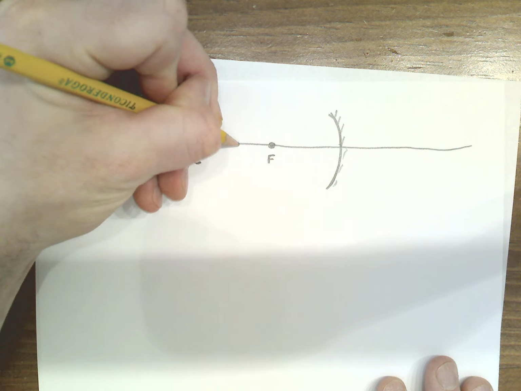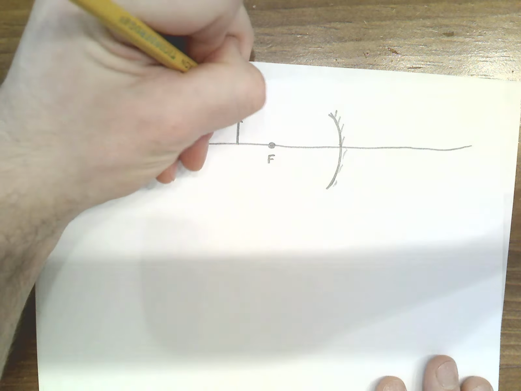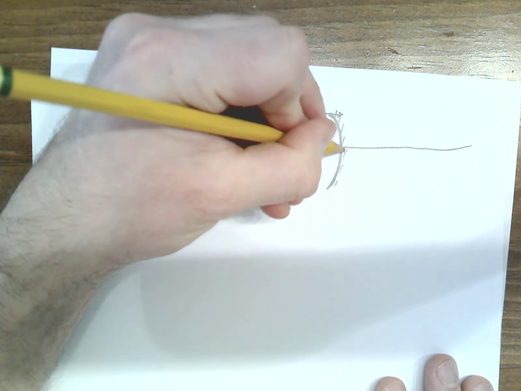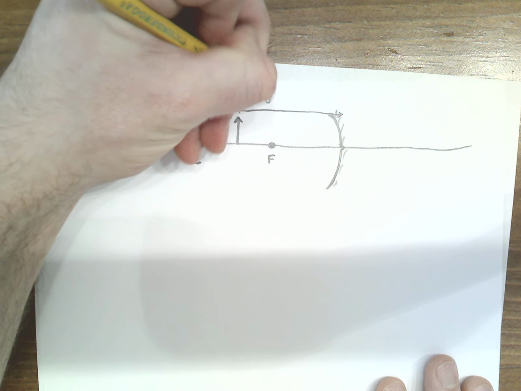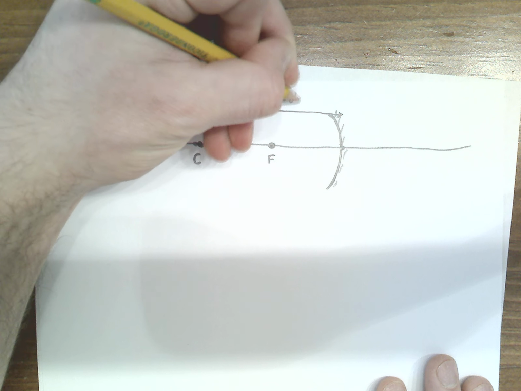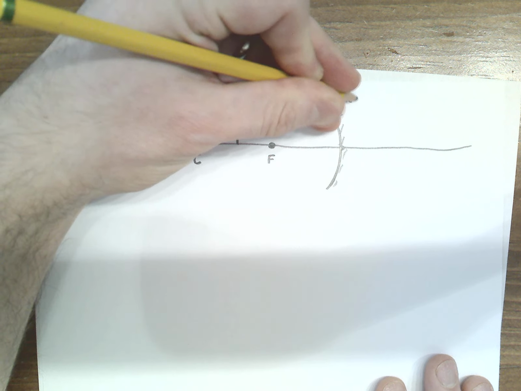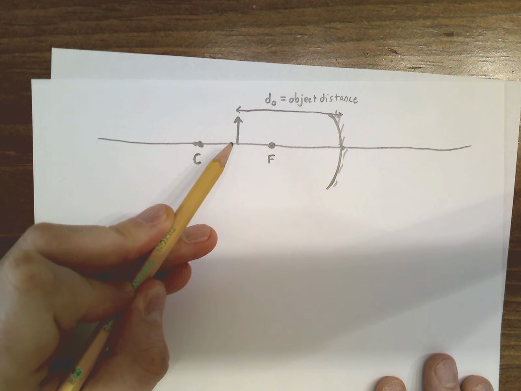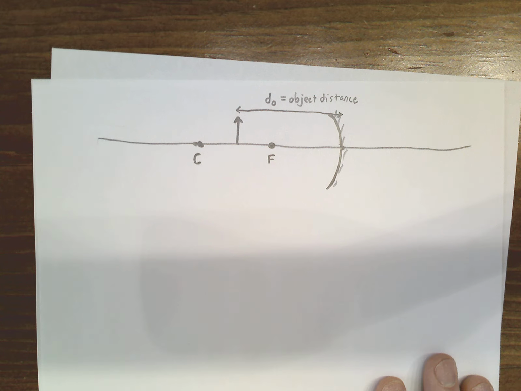I'm going to place an object somewhere out in front of the mirror. We define this distance from the mirror, from the innermost part of the concave mirror there. That distance, we're going to label DO for the object distance. So I've placed an object a certain distance away from the mirror. The goal is to figure out where in the mirror or out in space the image forms.